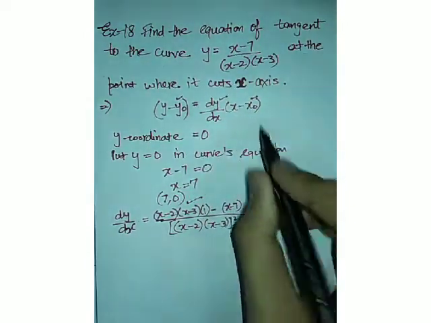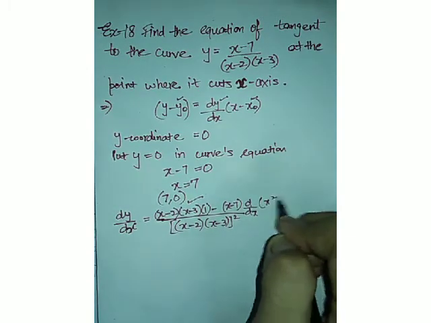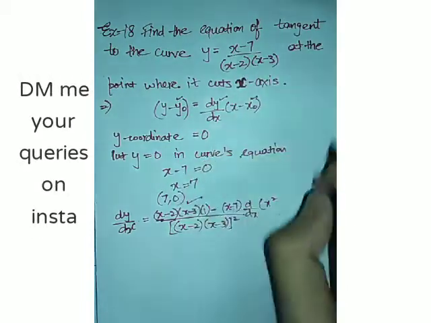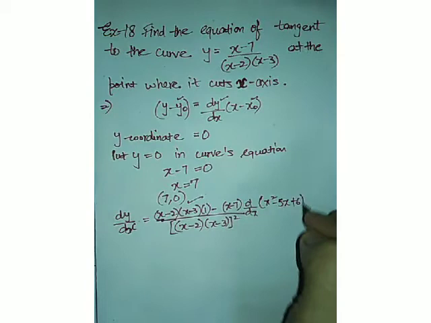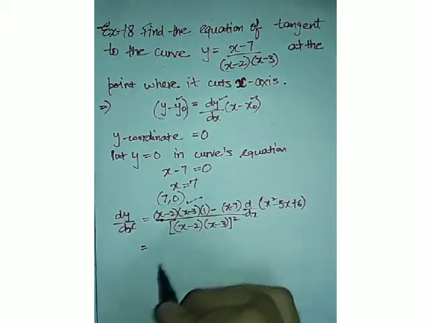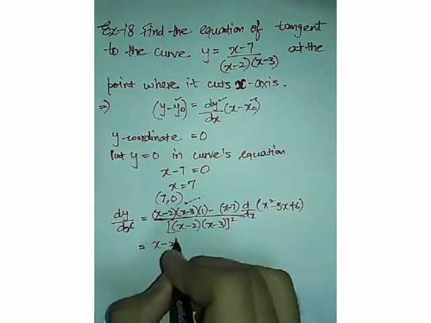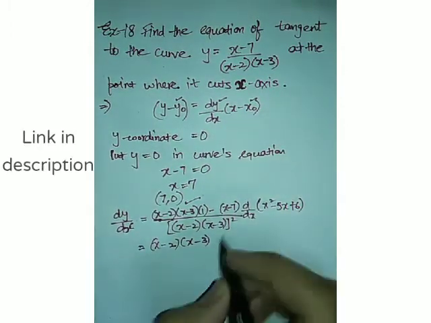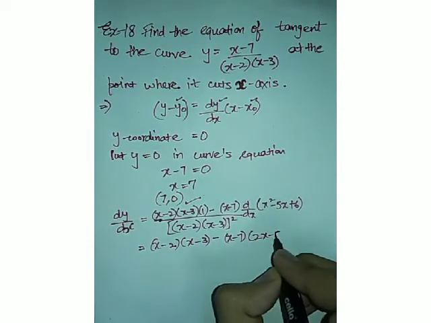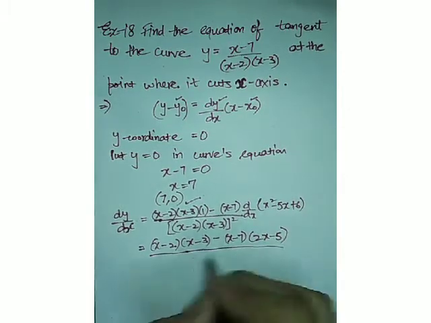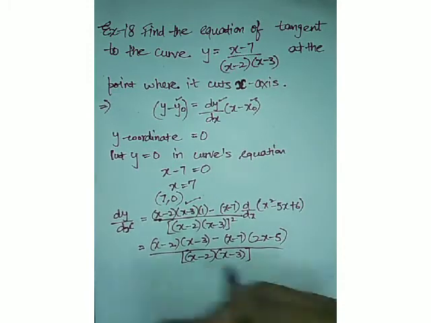Now when you multiply this, we have to differentiate this, you will get the function as x square minus 3x minus 2x, that is minus 5x, then plus 6. We have to differentiate this. So, x minus 2 and x minus 3, minus x minus 7. What is the differentiation of this? That is 2x minus 5. Very clear from the equation. Upon x minus 2 x minus 3 whole square.